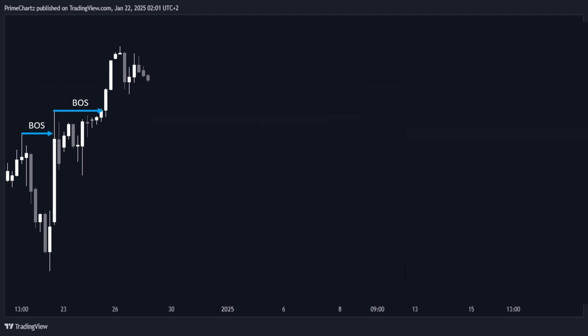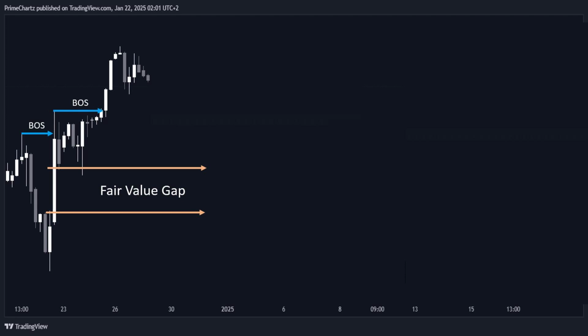Step 2. Spotting the fair value gap. As price pushes to the upside, it leaves behind a gap in the market, commonly referred to as a fair value gap. This gap represents an area where the market moved too quickly, creating inefficiencies. Price tends to return to these gaps to fill them before continuing in the direction of the trend.